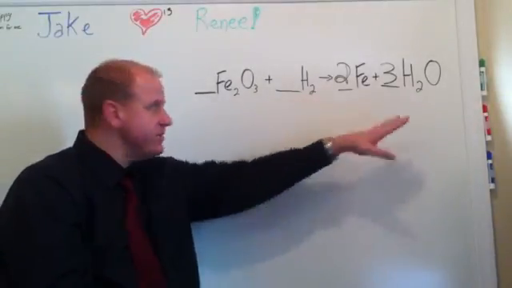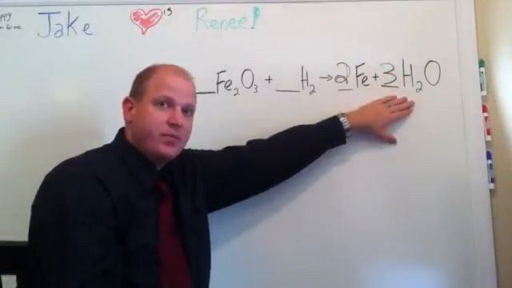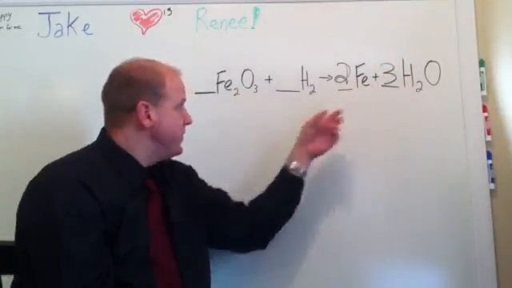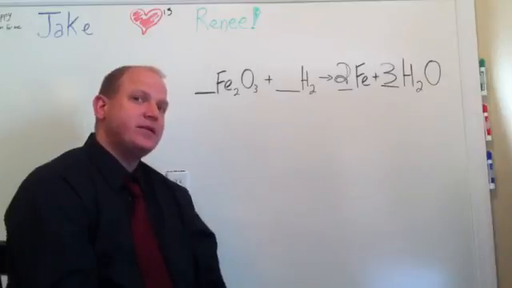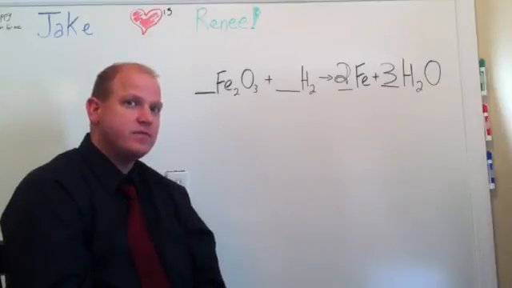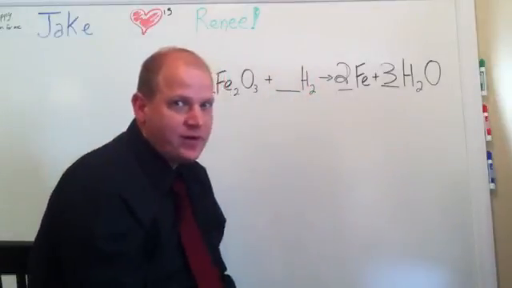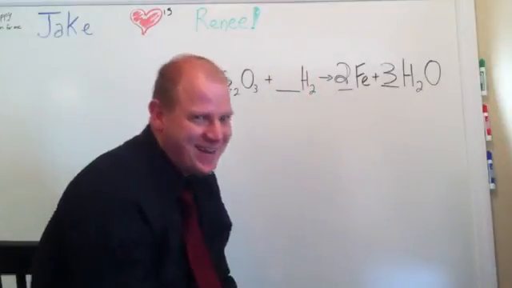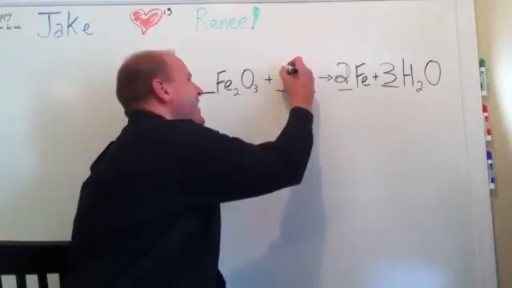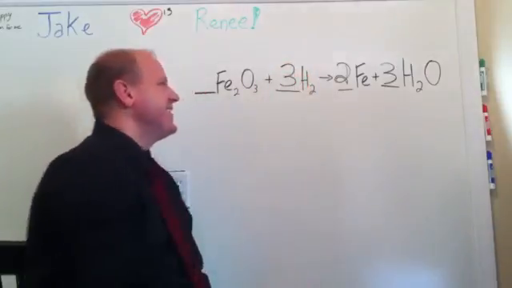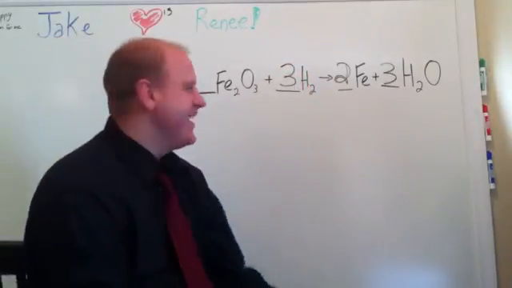Here I have 2 hydrogen. On my product side I have 6 hydrogen. So what do I multiply my 2 hydrogen by to get 6? 3. My daughter just pointed out 4. Whatever. 3. So you just can't read fingers.